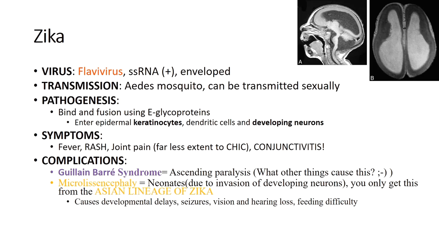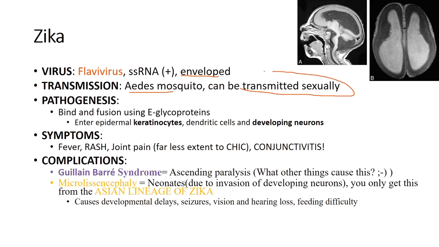So next is our Zika virus, and this has been making the news at least a few years ago. It started making the news a little bit more than I guess we had hoped. So this is a flavivirus, a single-stranded RNA positive sense, and it's enveloped. And it's transmitted again from the Aedes mosquito.